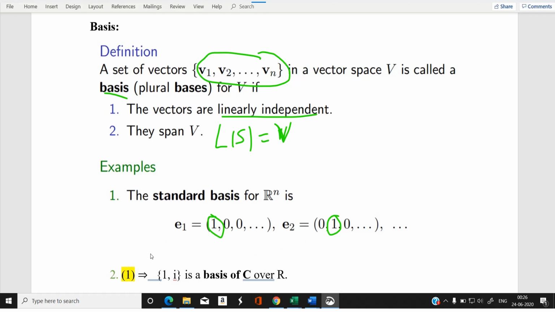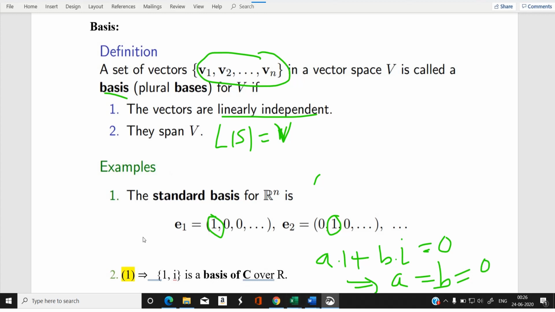From the previous one, equation 1, we know that 1 comma i is linearly independent. How? If we put a into 1 plus b into i equal to 0, the only possibility is that the scalars must be 0. I am checking that the vectors 1 and i are linearly independent, so for this I am using the definition of linearly independent vectors. Consider the linear combination of 1 and i equal to 0, which implies the only possibility is both a and b must be 0.